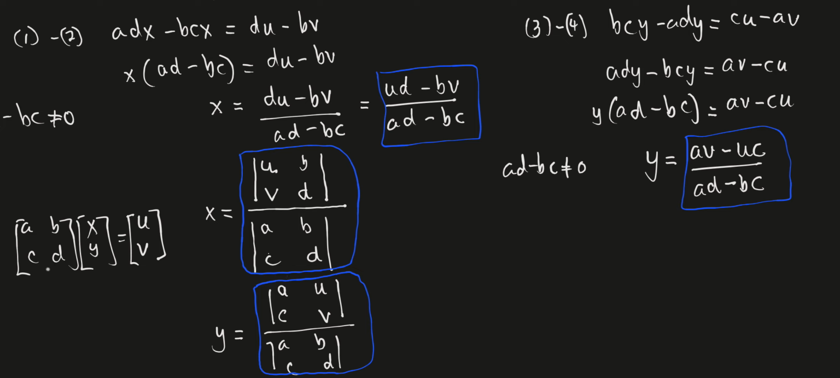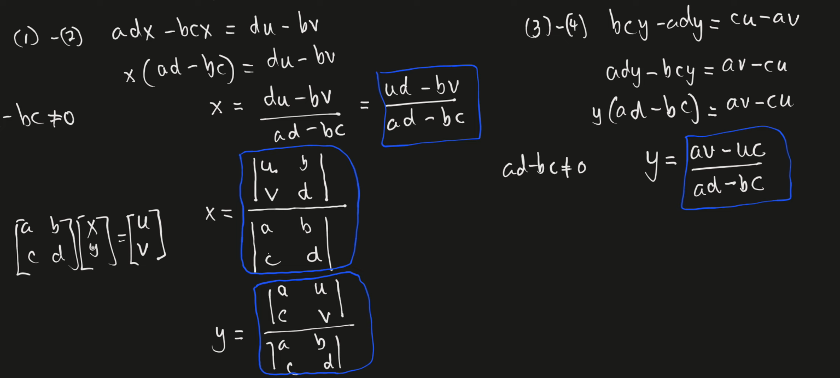So it looks like the determinant of the coefficient matrix goes in the denominator, both of them, right? And then if you look carefully in the numerator, it looks like the column that represents the coefficients of x gets replaced by the column UV right here. So it's like you replace the AC column with the UV column, and you don't change anything at all with the BD column. And that is the numerator in the fraction for x.